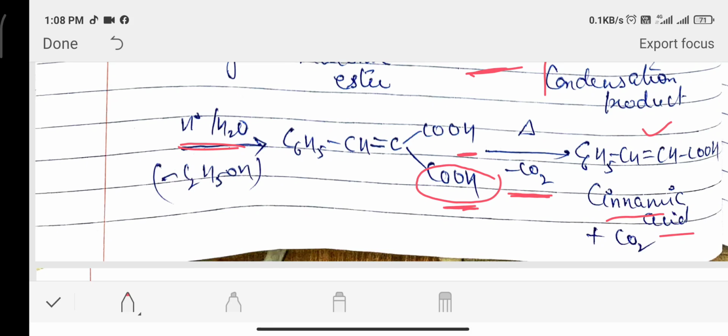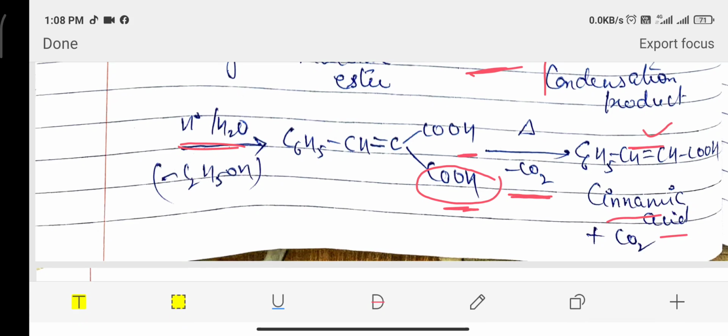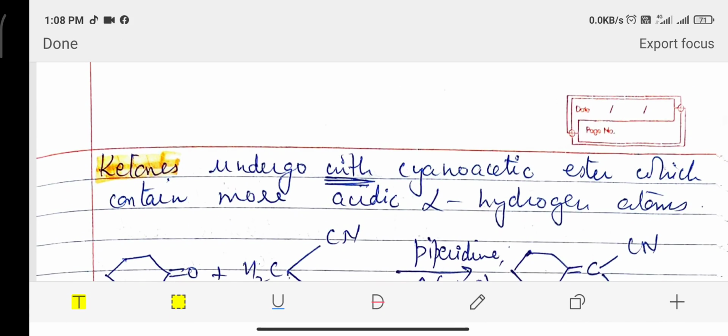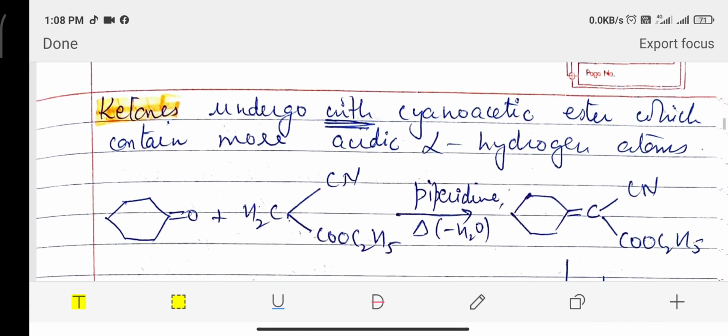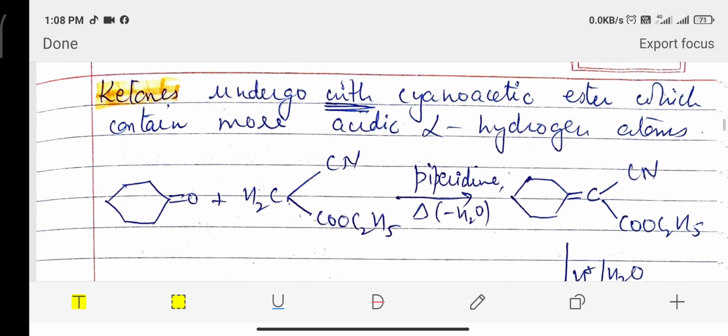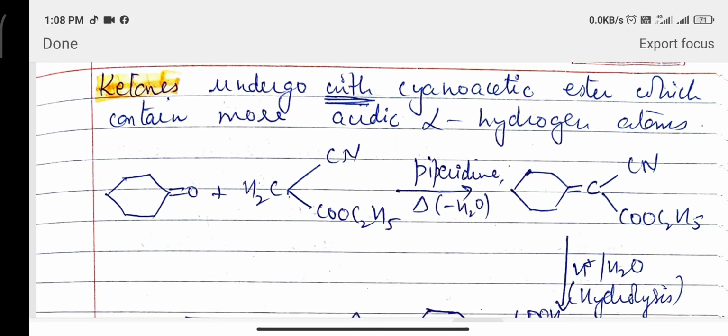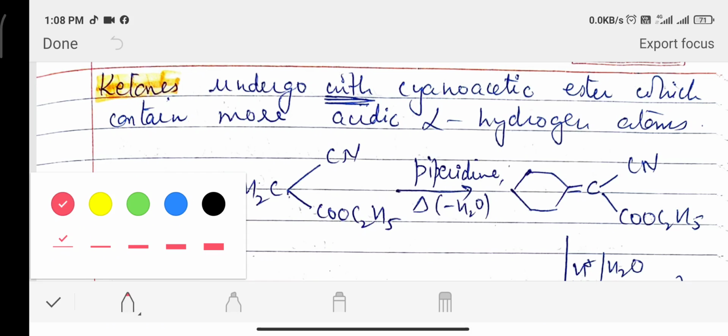So in the Knoevenagel reaction, any aliphatic or aromatic aldehyde is treated with a compound with an active methylene group, and the ultimate product is the alpha beta unsaturated carboxylic acid. So next, as we already discussed, this is only for aldehydes.